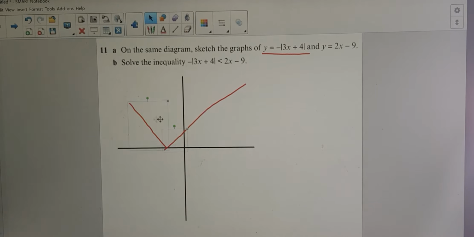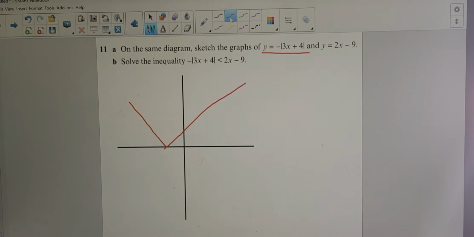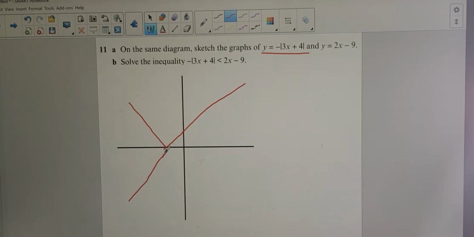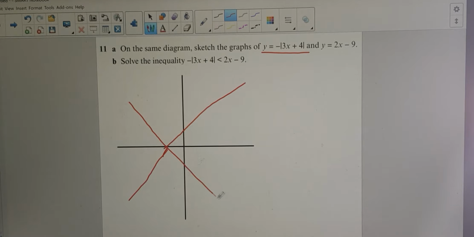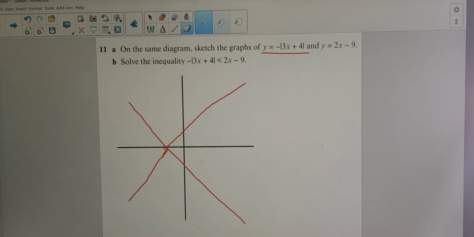And therefore, if I want negative the modulus of that, it's going to be essentially multiplying all my y values by -1, or a reflection in the x-axis. So this is my graph of y equals negative the modulus of 3x add 4.